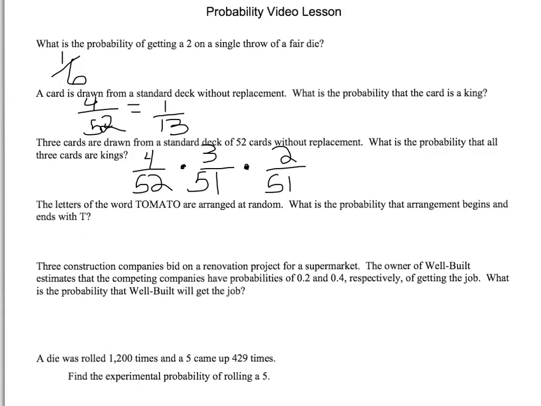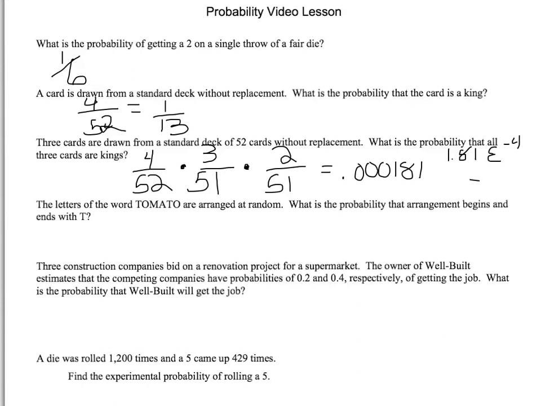I do multiplication in between because I want a king and a king and a king. Remember, and means multiply. So I multiply that through, and it will give me 0.000181. You might have something that looks like this in your calculator instead, 1.81 e negative 4. Remember that e negative 4 means you move that decimal 4 places to the left.